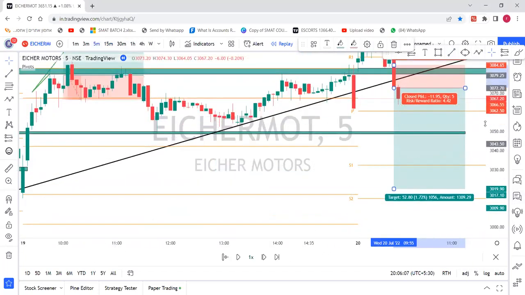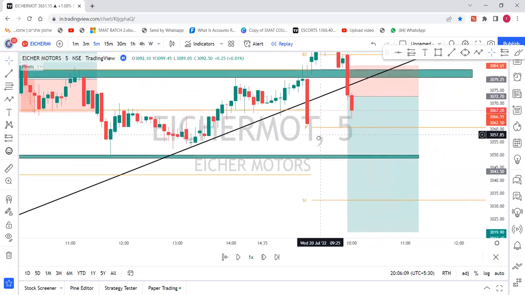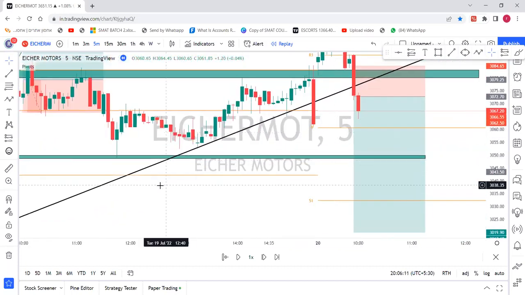So what do you think? Will this 1:2 target be achieved or not? No, yes, no, yes.